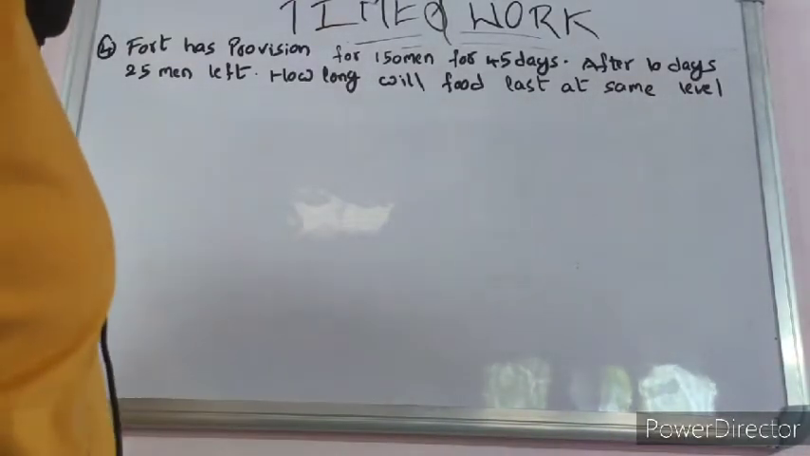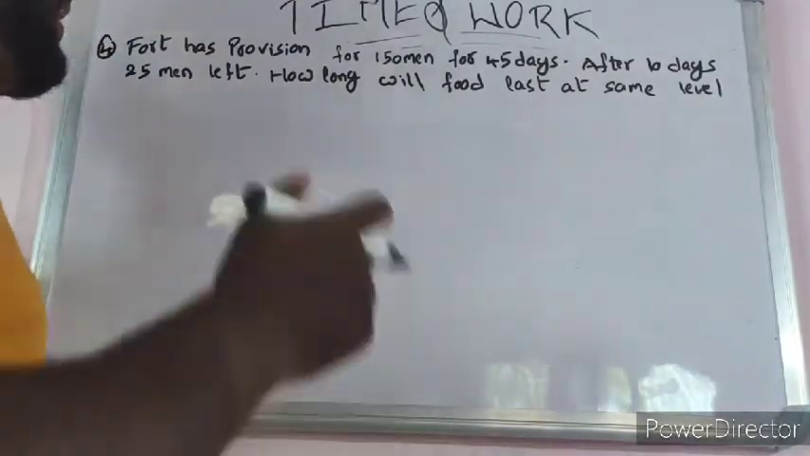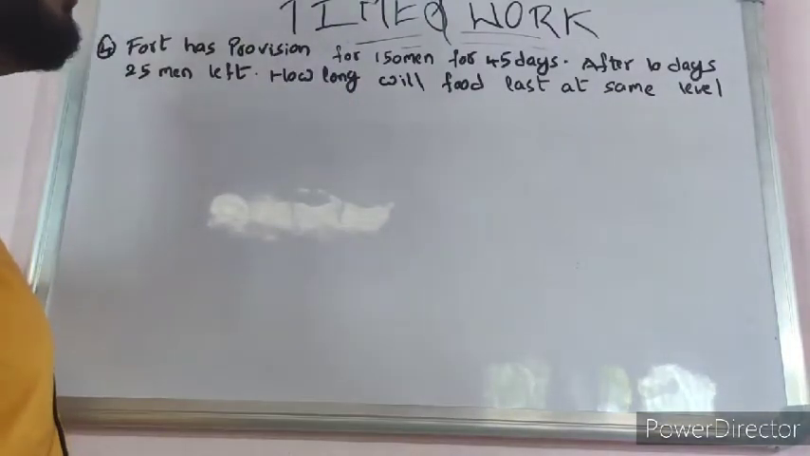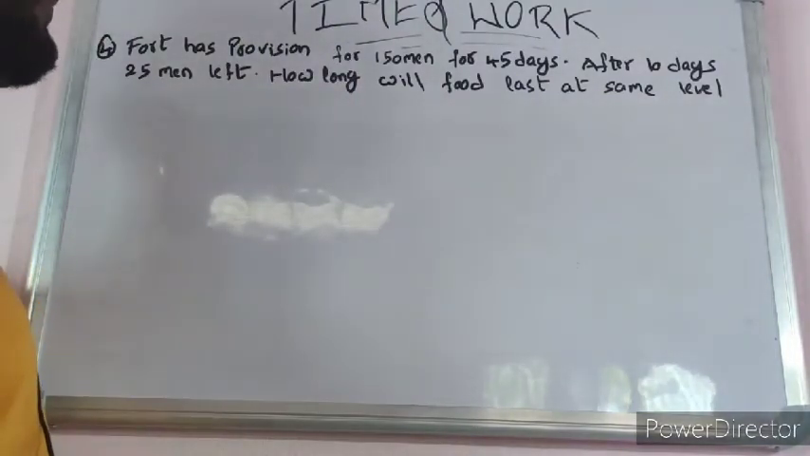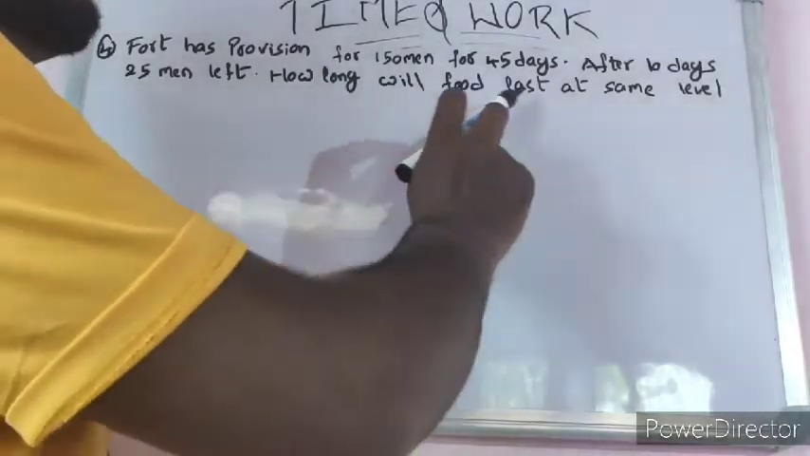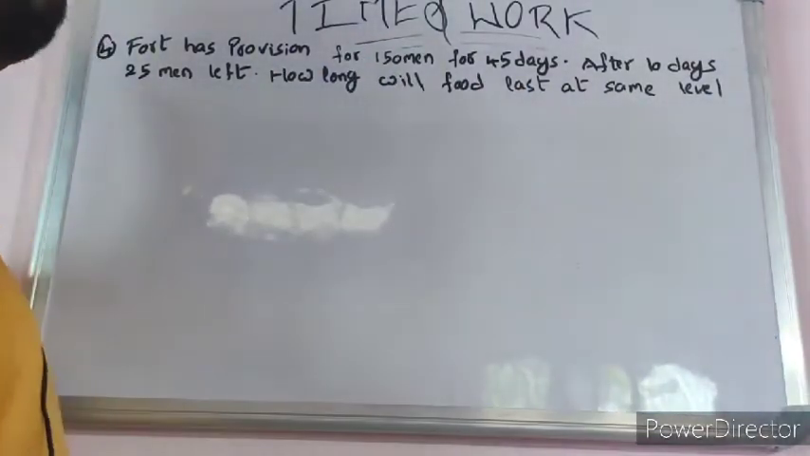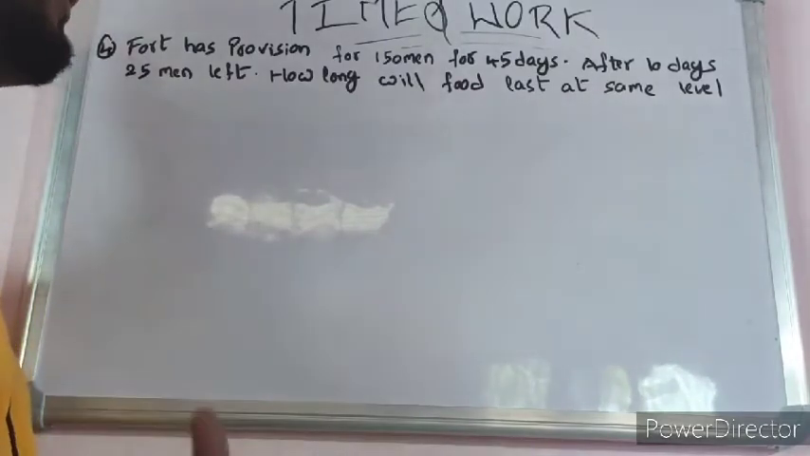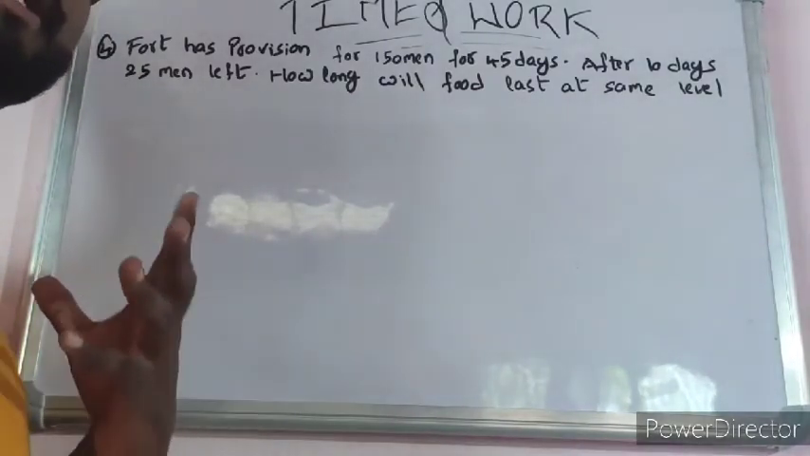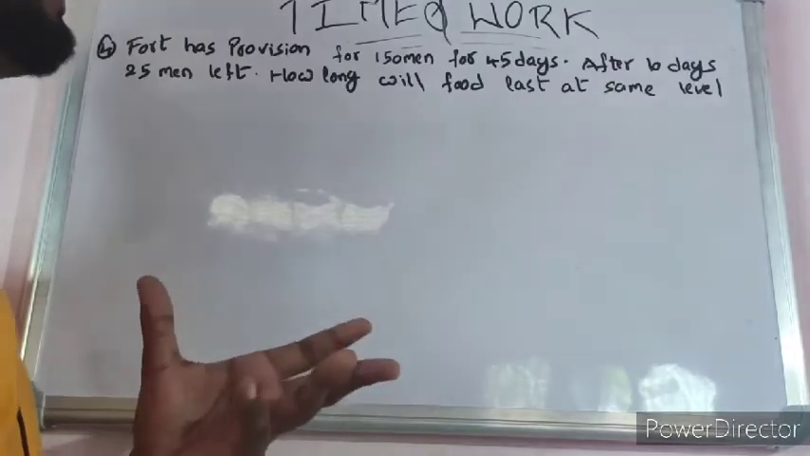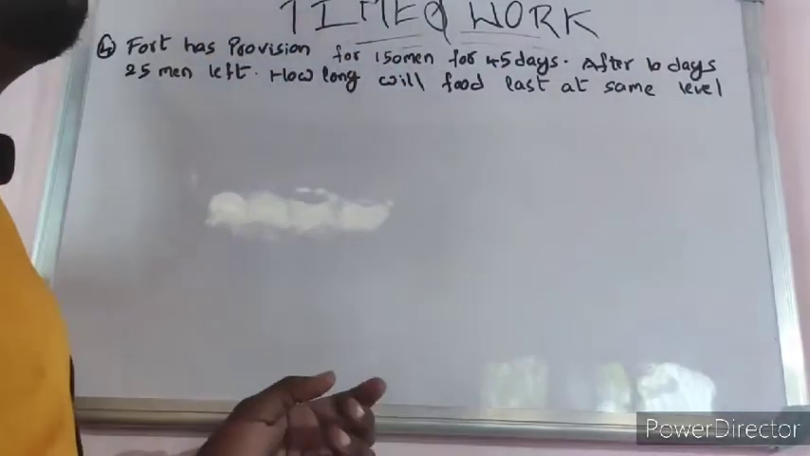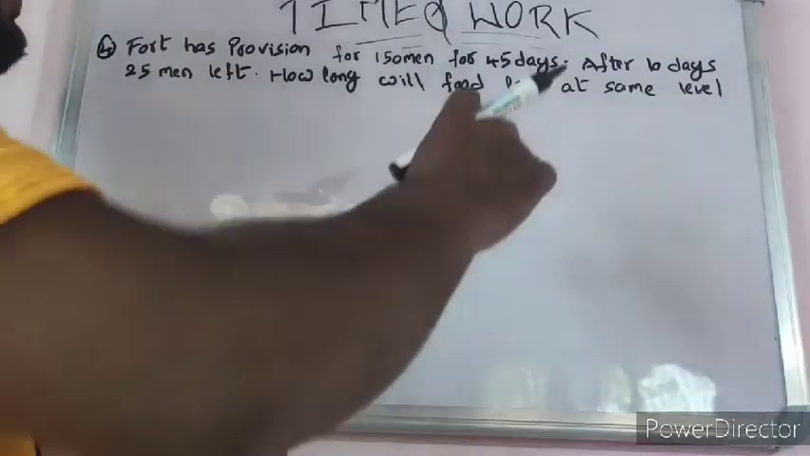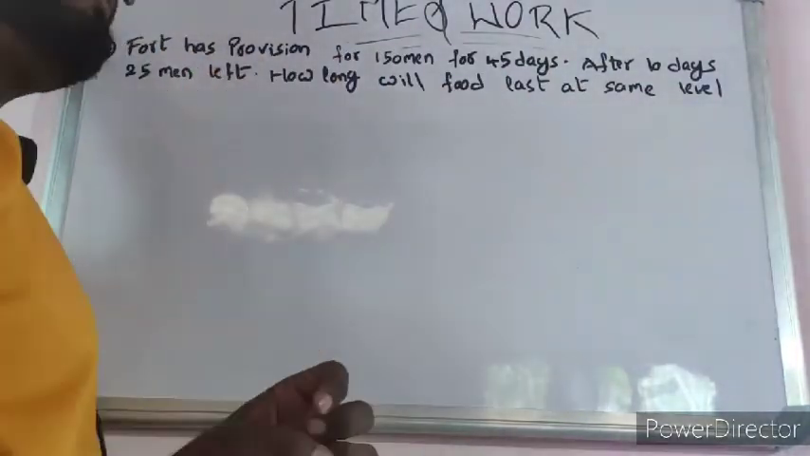So we have one more question, guys. A fort has provision for 150 men for 45 days. After 10 days 25 men left. How long will the food last at the same level? The question is, there is a fort, and there we have adequate food for how many people? For 150 people. For how many days? 45 days. Okay, what happened next is, after 10 days 25 men left.